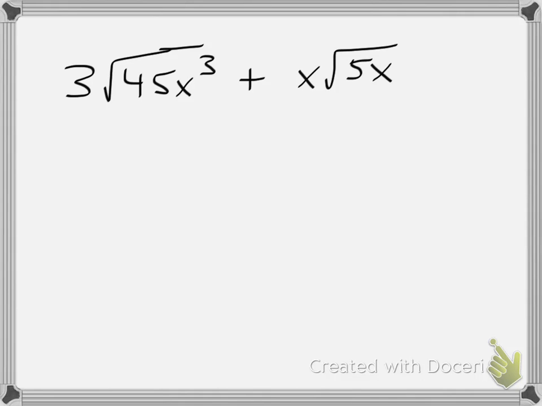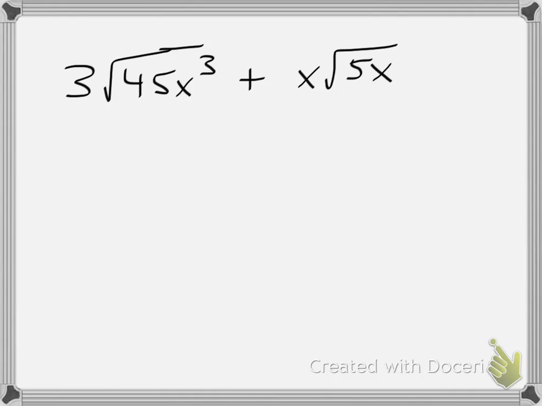Hello everyone. In this video I want to look at breaking down and then adding or subtracting radicals. In this case I have the example of 3 times the square root of 45x to the third plus x times the square root of 5x.